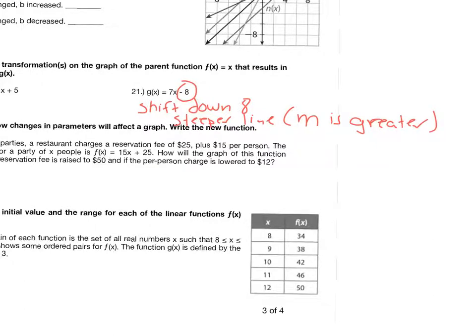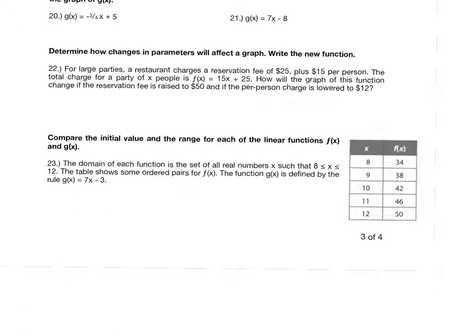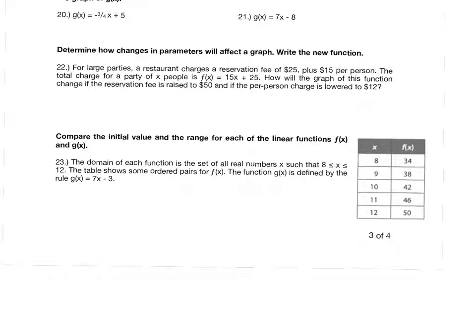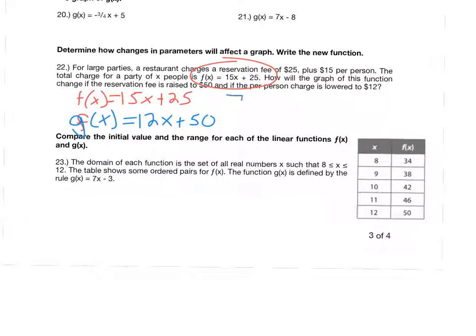So you can go ahead and read that, but here's our equation. f of x equals 15x plus 25, and they're asking, well, how will the graph of this function change if the reservation fee is raised to $50, and if the per person charge is lowered to $12? So what would that look like? Well, that would give us, I'll name this g of x instead of f of x. That would give us g of x is equal to 12x plus 50.